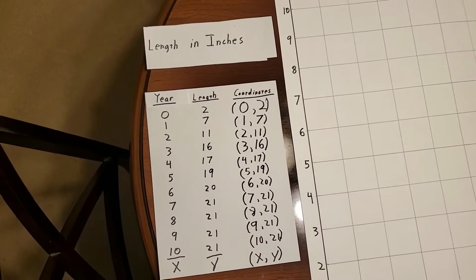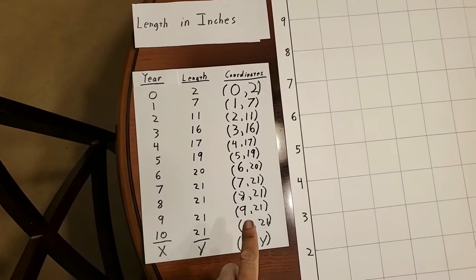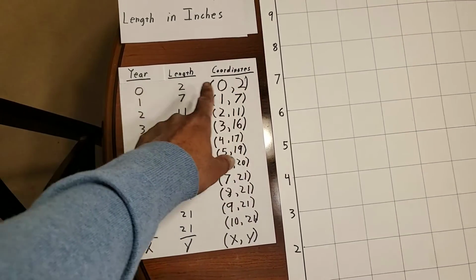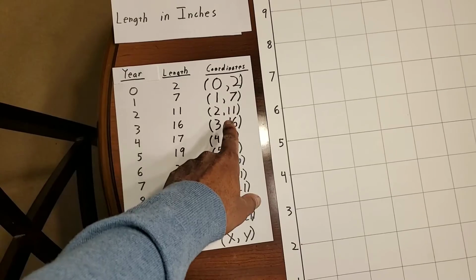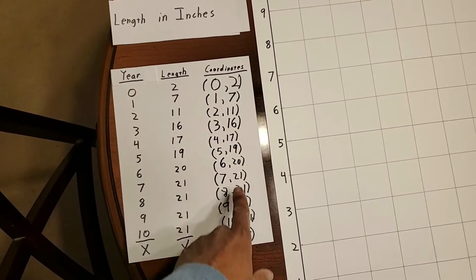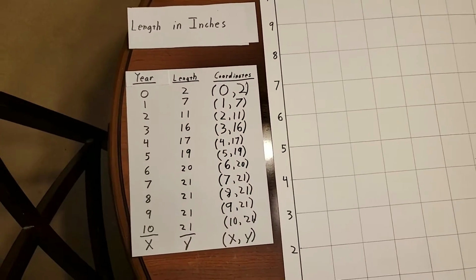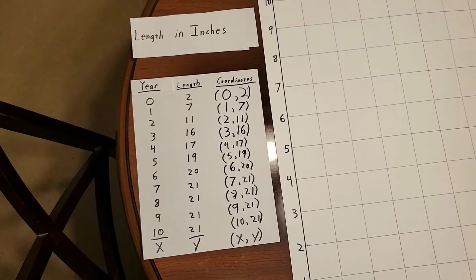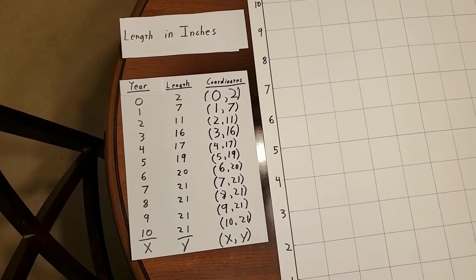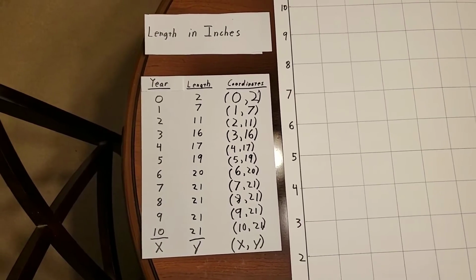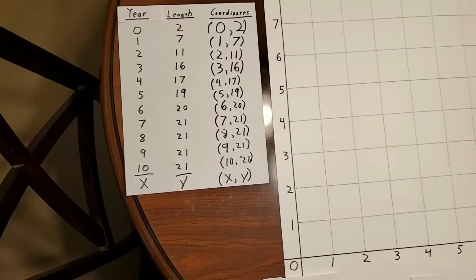it on the graph. And how we're going to use that? Since we made the coordinates for each year, we're going to use the coordinates to show how big the iguana grows every year. Okay, so now we're going to put it on the graph.